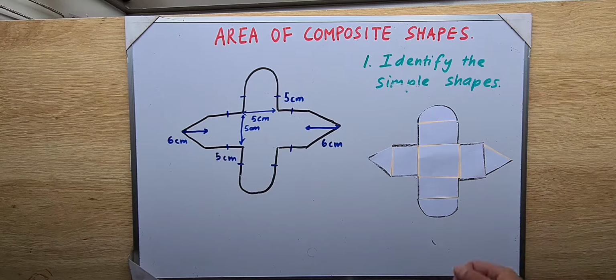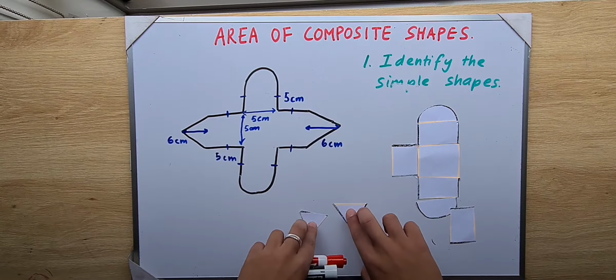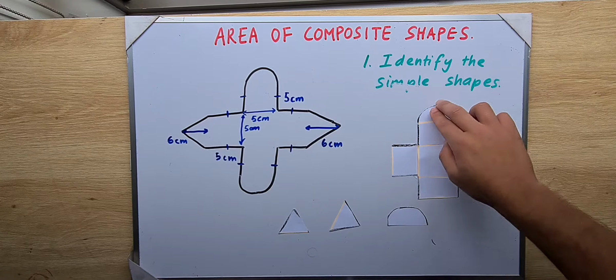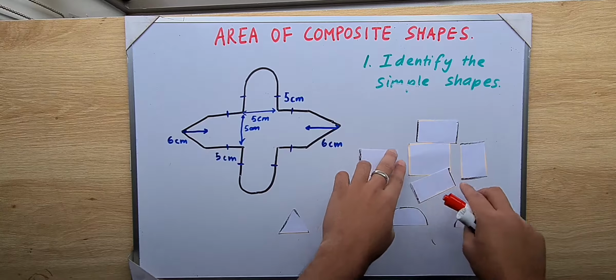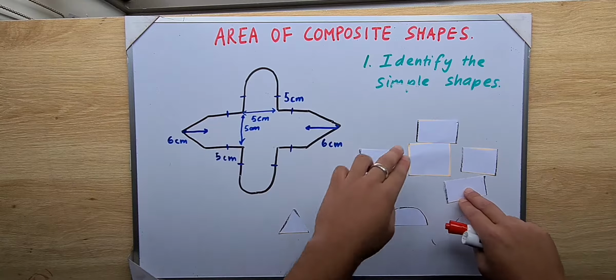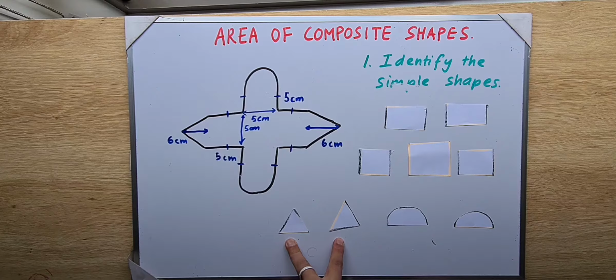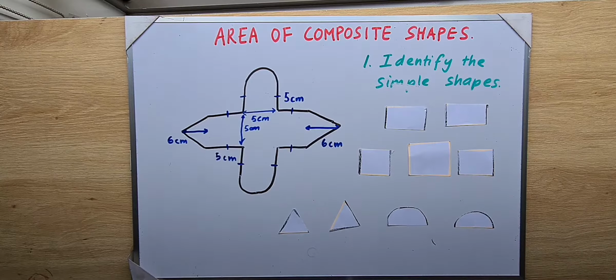So having a look at the shape on the right, we can already see a few simple shapes. We've got two triangles on either side. We've got two semicircles, and the remainder are 5 squares. I know it's not drawn to scale, but these are all squares. So altogether we need to calculate the area of 2 triangles, 2 semicircles, and 5 squares.